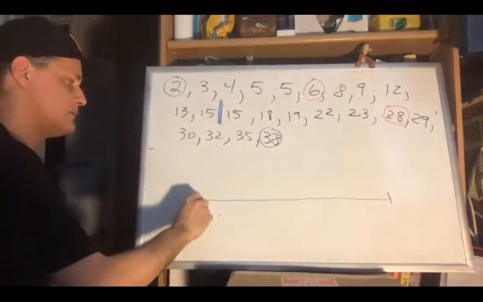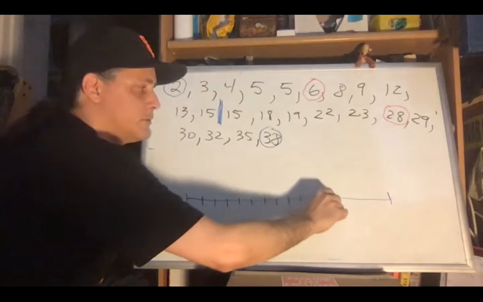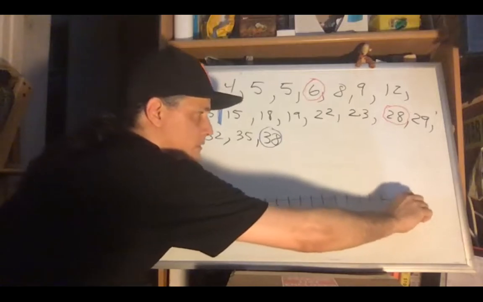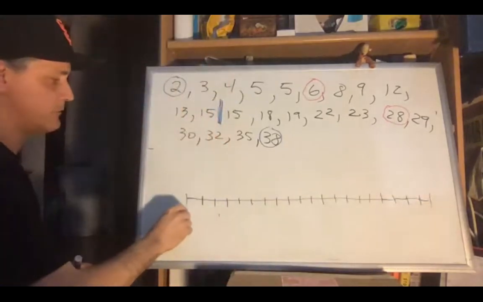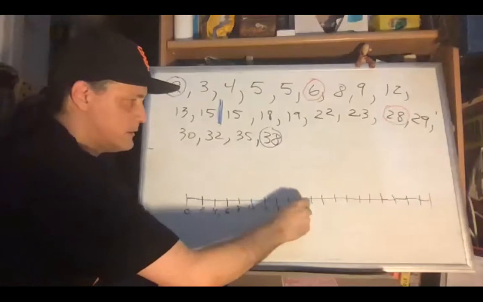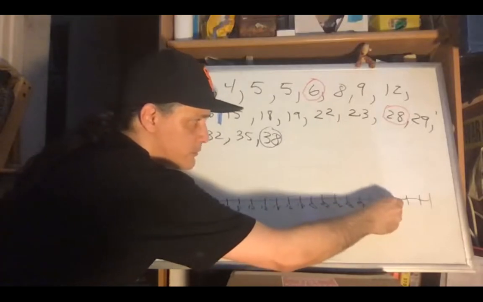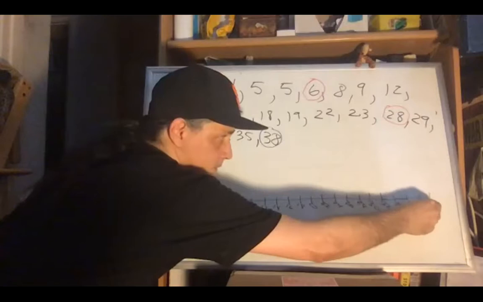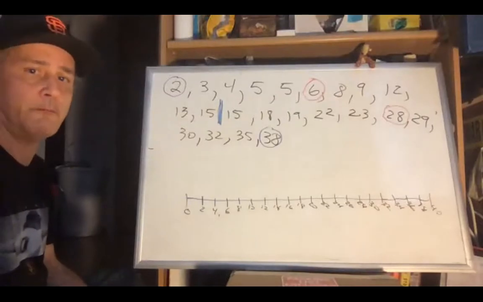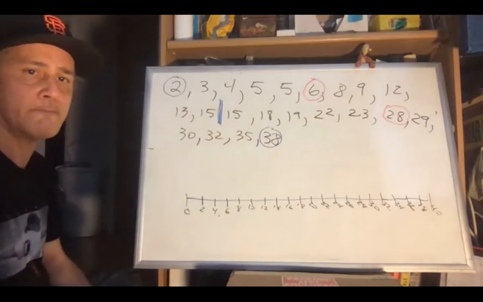So I'm just going to go ahead: 2, 4, 6, 8, 10, 12, 14, 16, 18, 20, 22, 24, 26, 28, 30, 32, 34, 36, 38. And then I just make one more to make 40. So 0, 2, 4, 6, 8, 10, 12, 14, 16, 18, 20, 22, 24, 26, 28, 30, 32, 34, 36, 38, 40. Okay, now you have to have a scaled number line. Now maybe you use a different scale. That's fine. Maybe you want to go by fives. That's fine. Maybe threes, fours. Okay, I went by twos.